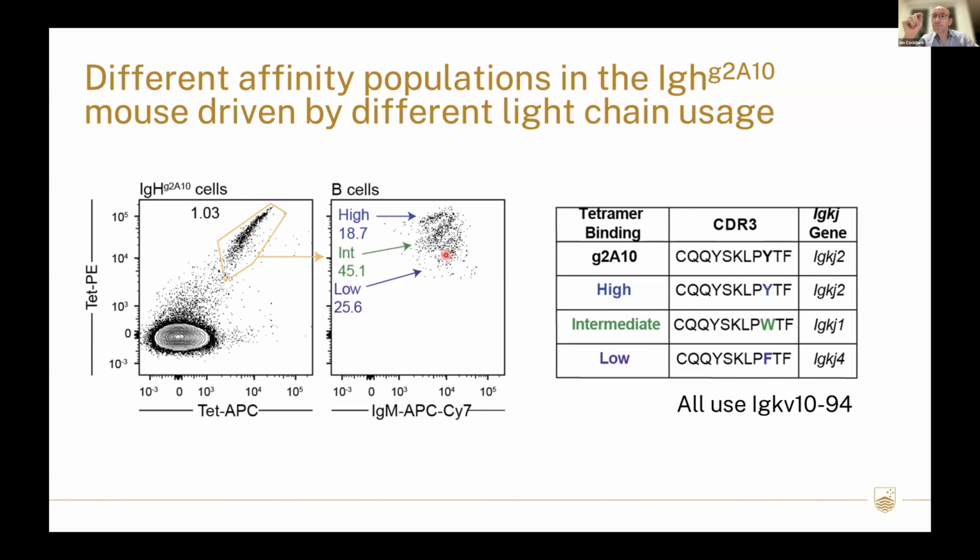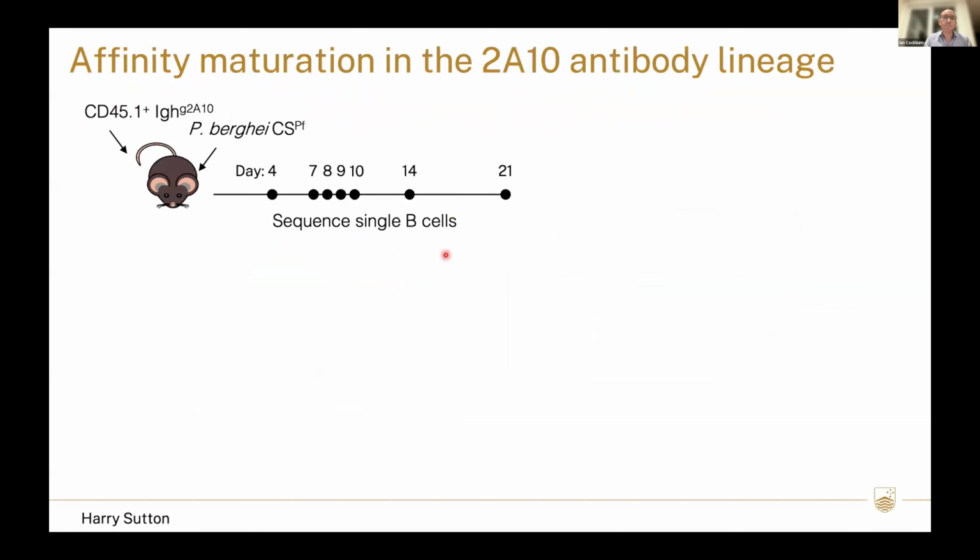We asked whether this could make a difference to whether cells could become plasma cells or germinal center cells, as it was always thought that high affinity cells typically became plasma cells. And a second thing that Harry did in the lab was he spent a long time characterizing the pattern of affinity maturation in this lineage.